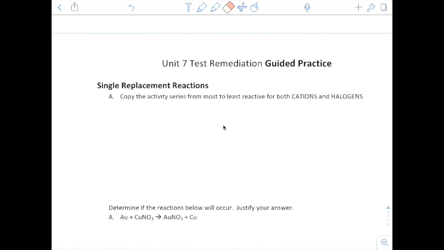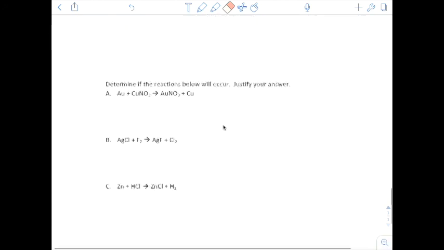Now our halogens, the list is always given to you because it's a periodic table. It's just that the most reactive is fluorine and then chlorine, bromine, iodine. And those are going to be your halogen list. So let's determine if the reaction will occur below.